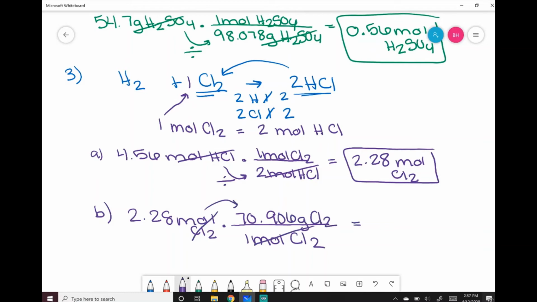I'm going to multiply these across, and I'm just going to keep 2 digits after my decimal, and I get 161.40.67 grams of Cl2.